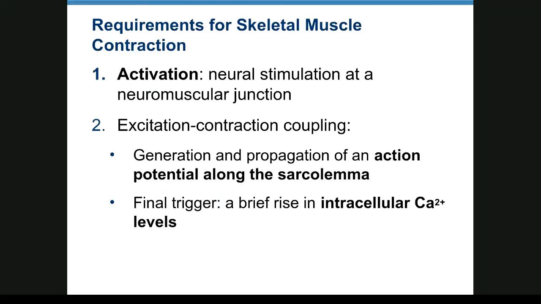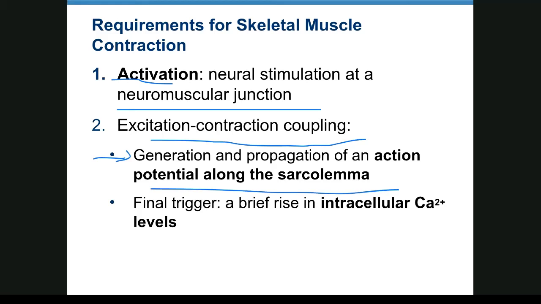To get a contraction, you have to have certain things. Activation, it's a nervous stimulation at the neuromuscular junction. And then excitation-contraction coupling is going to be the generation of an action potential along the sarcolemma. Now, an action potential is similar to an electrical current, and we'll go into the details of what causes it, but you get the activation by the nerve, which releases a neurotransmitter, which causes the action potential, and then the action potential results in intracellular calcium levels rising.